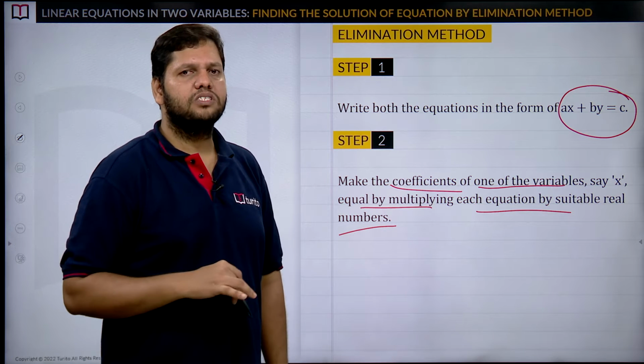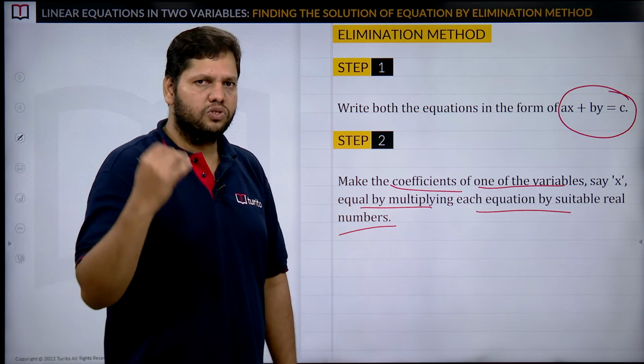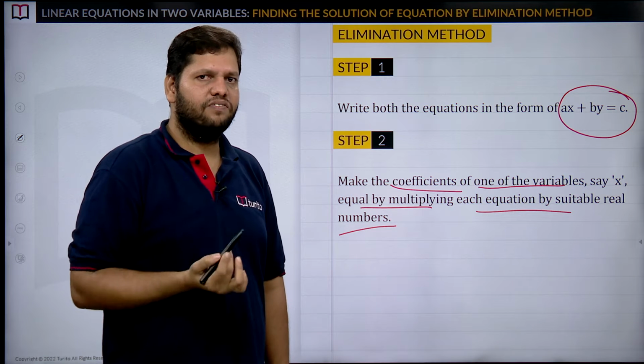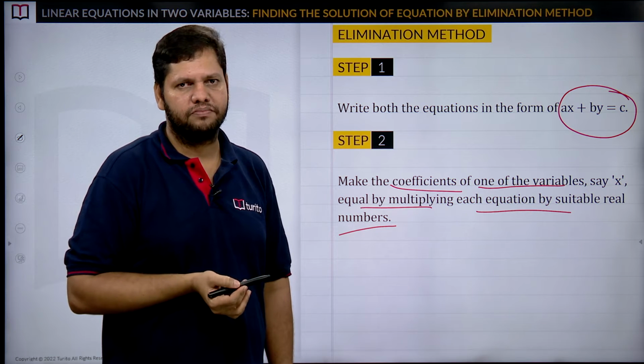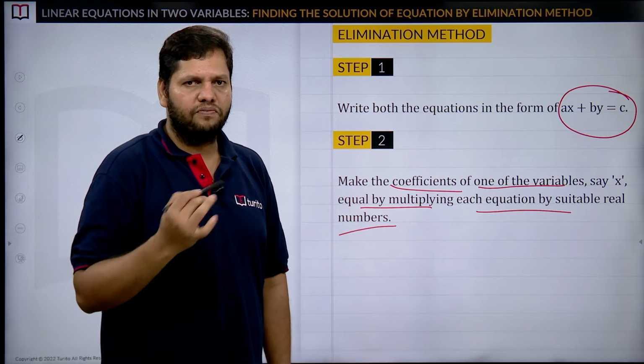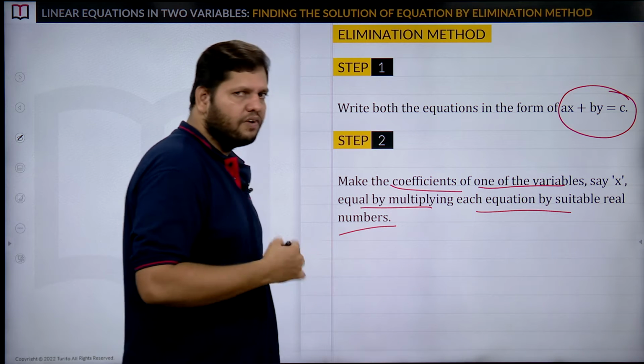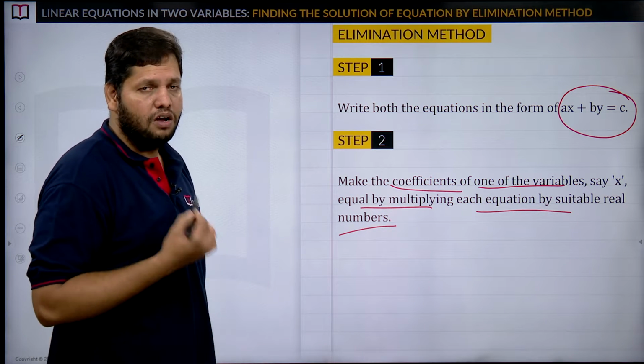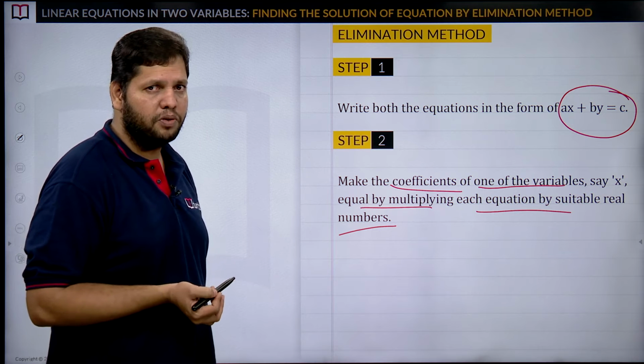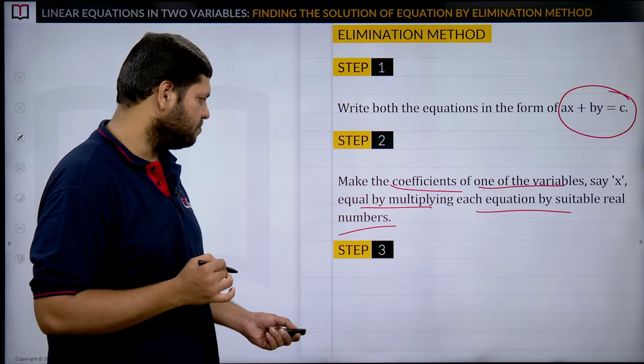Suppose in the first equation the coefficient of x is 2, and in the second equation the coefficient of x is 3. So we have to make these two coefficients equal by multiplying by some number. First of all, we have to make the coefficients in both equations, either for the x variable or the y variable, the same. For that we multiply by some numerical value. Okay, that is the second step.